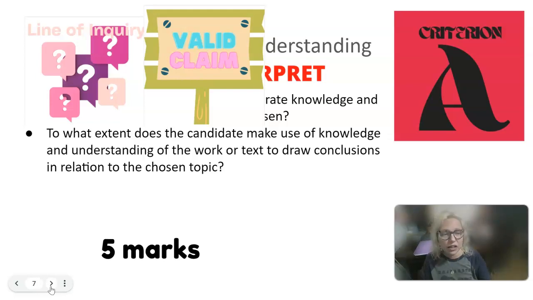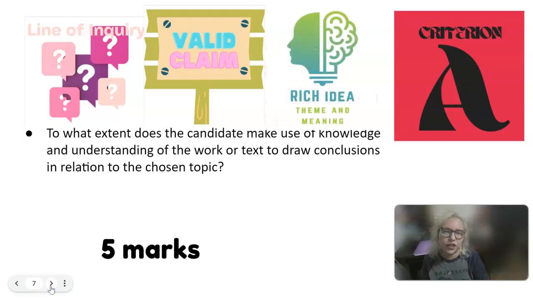And if you haven't got it yet, then now is the time to go back and look, okay, where am I missing the validation? Where am I missing the truth from the facts that we have, which are the text, right? So go back and find it, make sure your claims are valid. And are you getting to that rich idea, the theme and meaning?